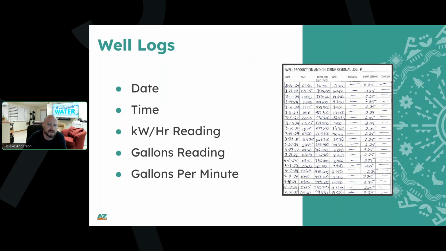Those are key pieces of information that you should be collecting. On theirs, I don't actually believe they have kilowatt hour readings, but for our purposes, those are the numbers that we really need: your date, the time that somebody was there checking it, and your kilowatt hour reading, which is coming off of your electrical meter. And then at the same time, what's your gallons reading coming off of your well production meter?